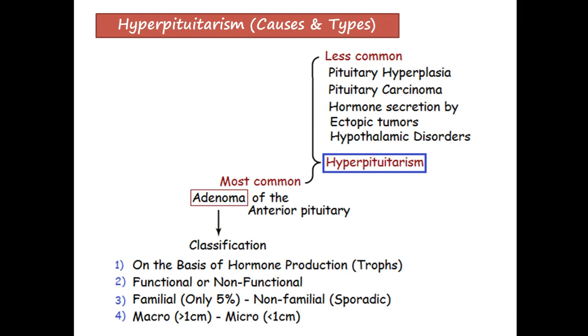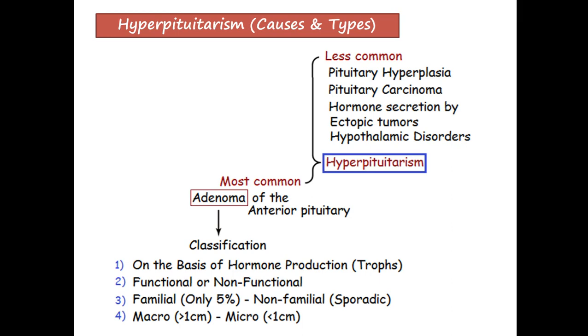Mostly pituitary adenomas are sporadic. By that we mean here and there and rare. But some pituitary adenomas are associated with genetic mutations that may run in families. And only 5% of the adenomas are associated with familial genetic mutations.